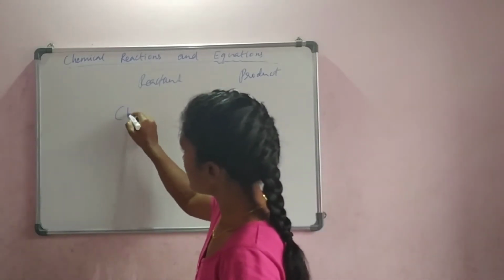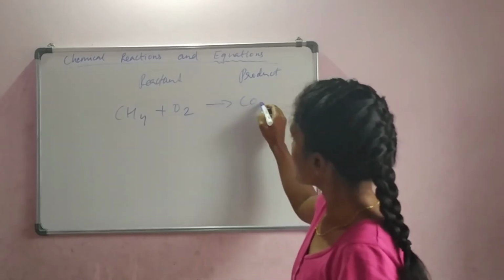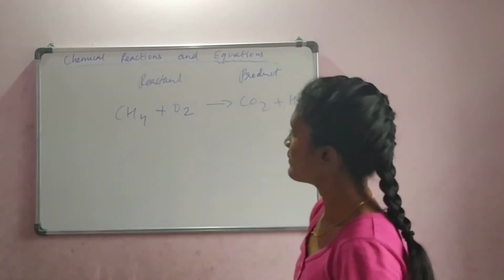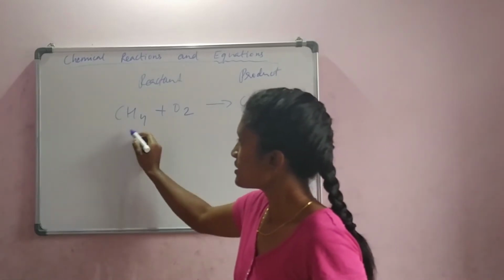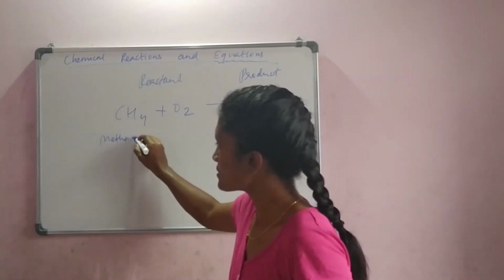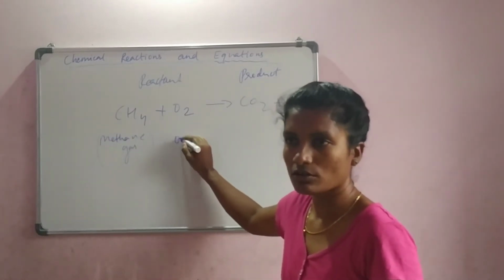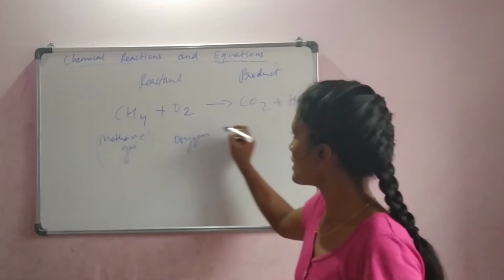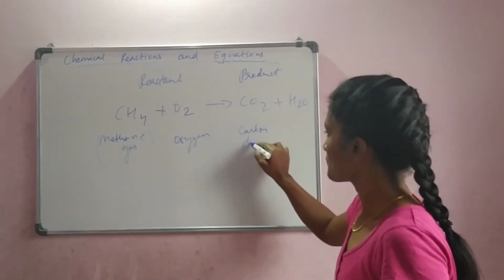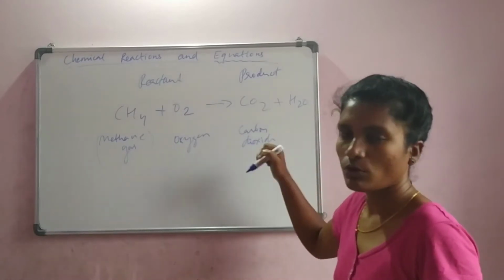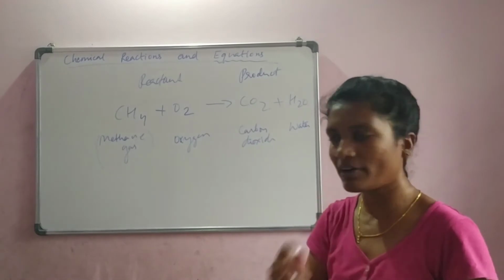Okay, we have CH4 plus O2 gives rise to CO2 plus H2O. First, we need to understand what these elements or compounds are. CH4 is methane gas. Oxygen is in its molecular state. CO2, well known, carbon dioxide. H2O, very well known, water. Okay, now this is understood.